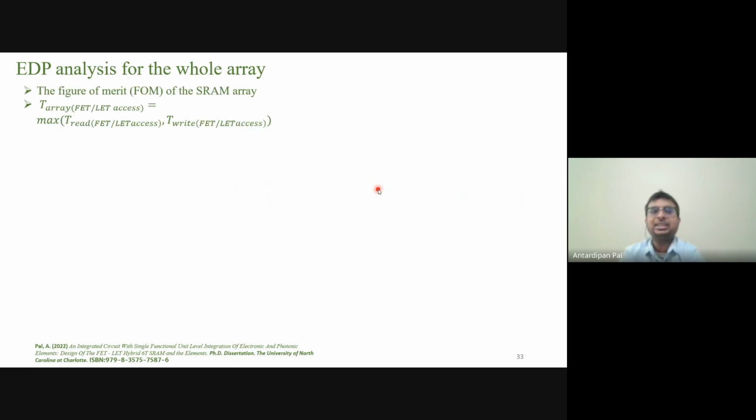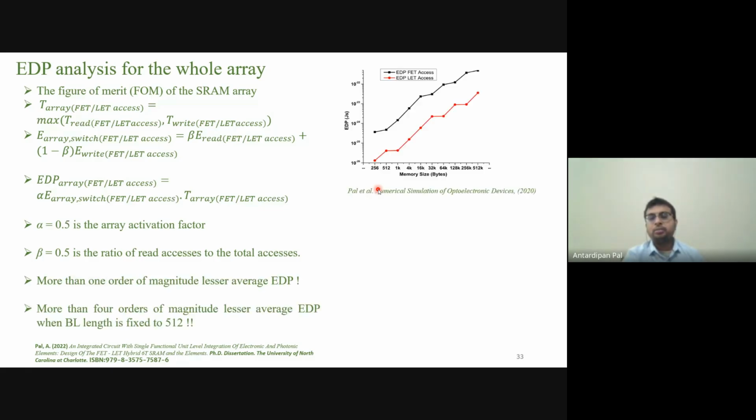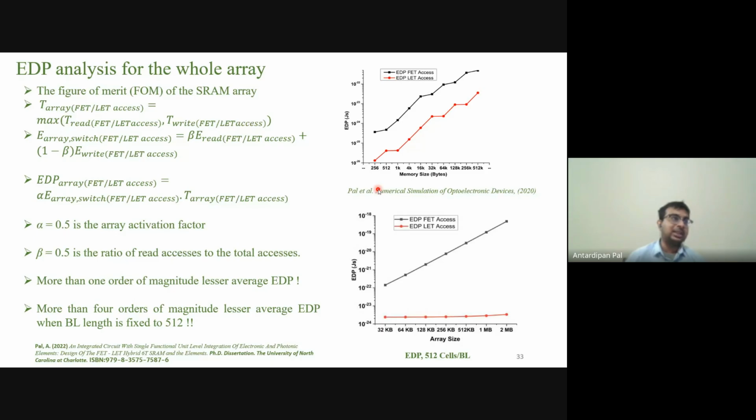Now, EDP analysis, that's energy delay product. That's the metric for, say, an SRAM: how much energy and how much delay. If you take the product, if both of them are very low, the product will be very low. If any of them is high, the product will be high. If both of them are high, the product will be crazy high, right?